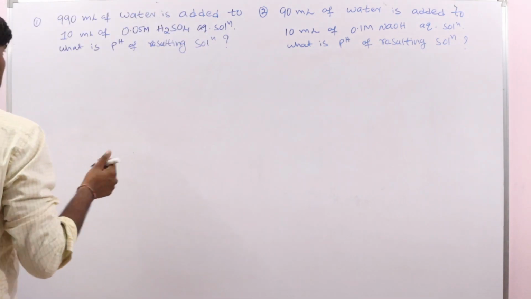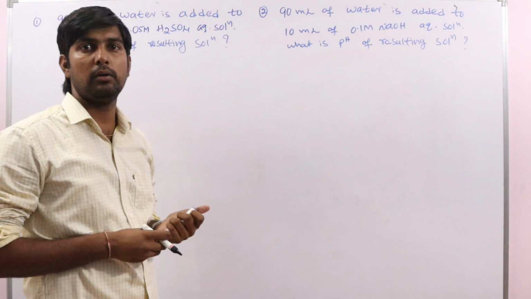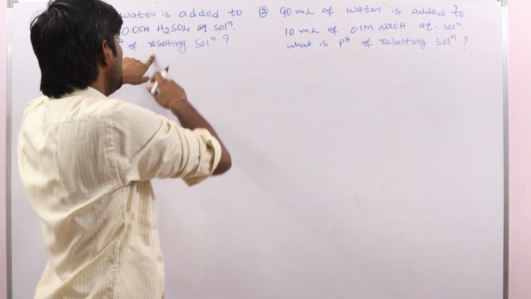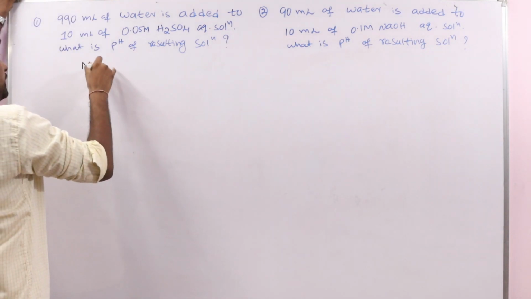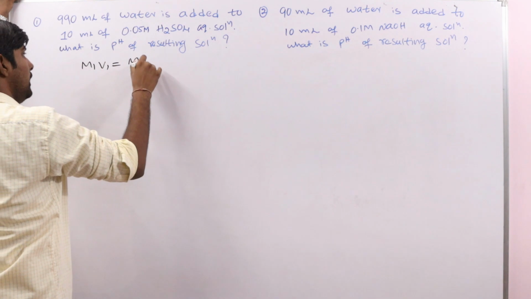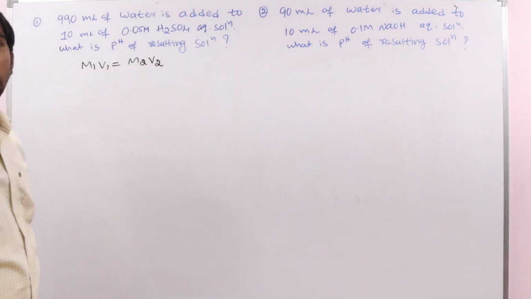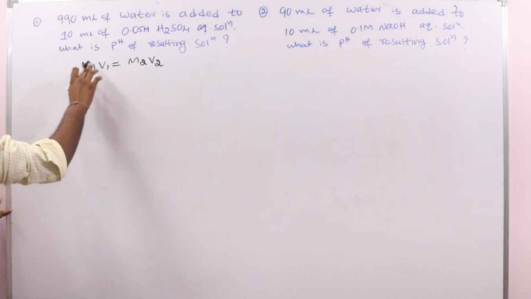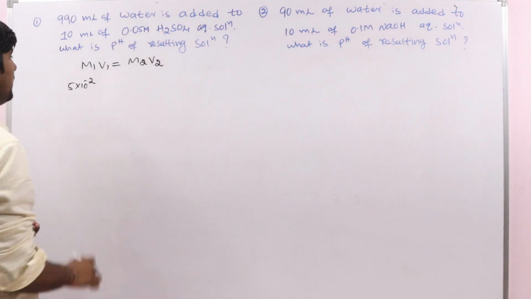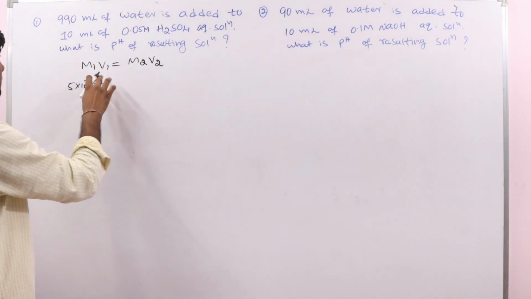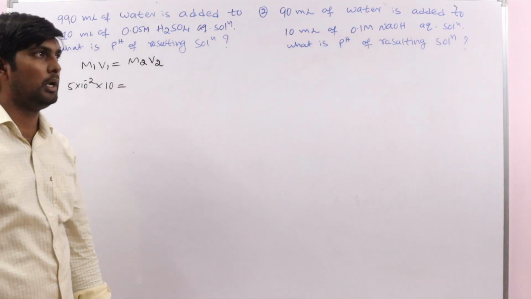So here, first we have to calculate the resultant concentration. What is the concentration after dilution? What is the formula from the law of dilution? M1V1 is equal to M2V2. This is before dilution, this is after dilution. M1 is given as 5 into 10 power minus 2. What is V1? 10 ml.